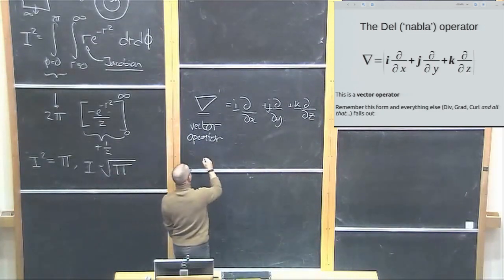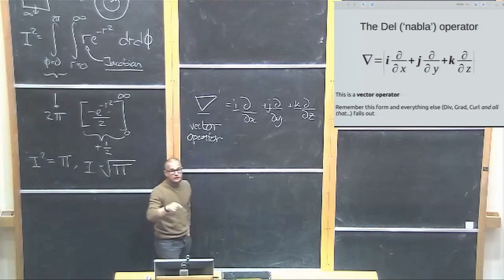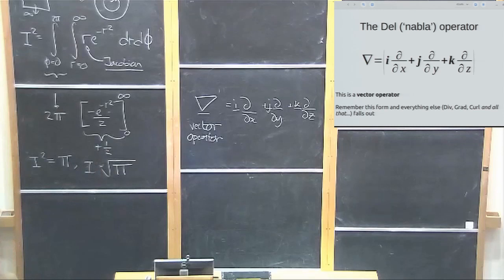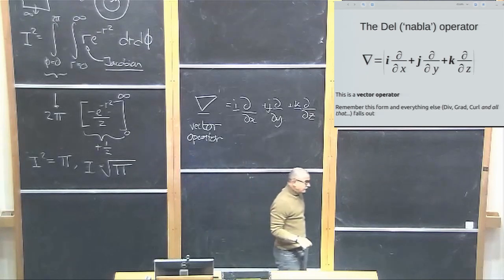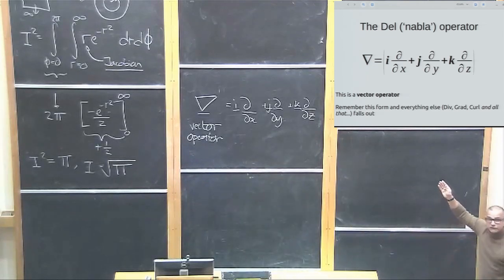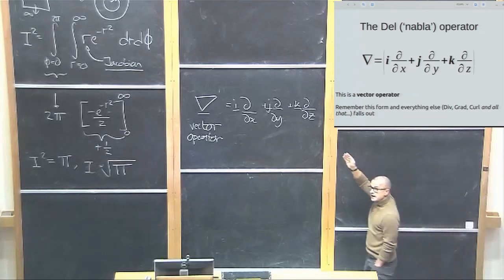And you will see that gradient is the operation of del on a scalar field and transforms that scalar field to a vector field. The divergence is the dot product of this operator with a vector field and takes a vector field and gives you a scalar.